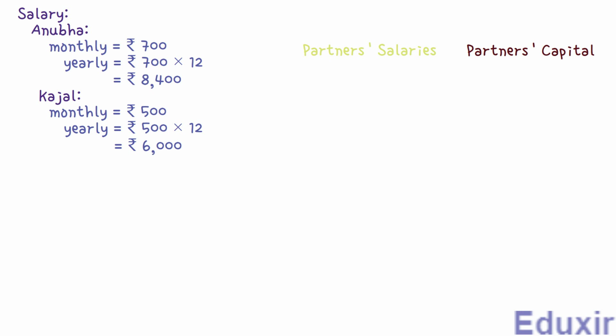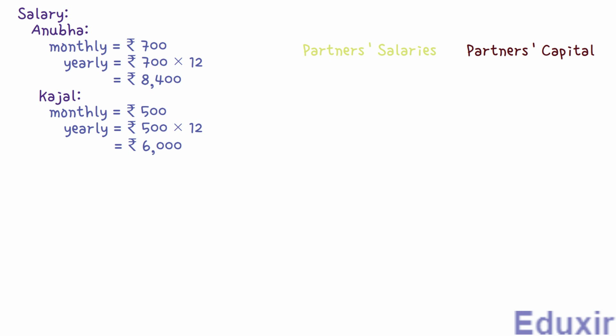Note here that if it is fixed capital method, we post the salaries to the current account. But in this problem, we have to use the fluctuating capital method. So we should directly post the salary to the partner's capital account. Also note that as this problem is mentioning the monthly salary, ideally we have to post the salary every month. But for the sake of simplicity, let's consider posting the yearly salary.